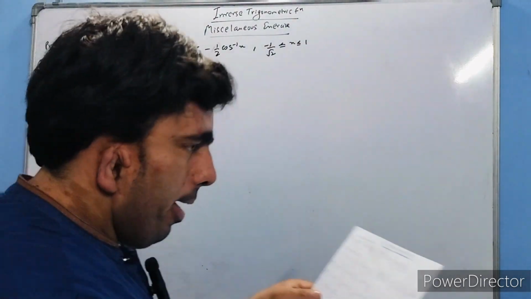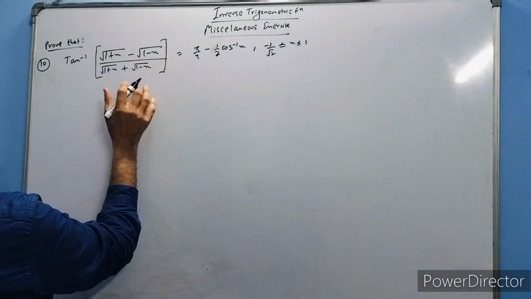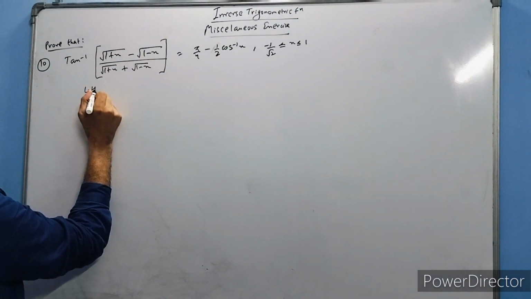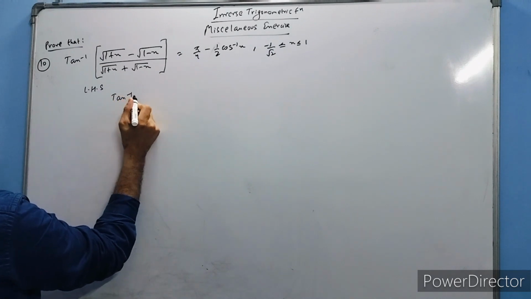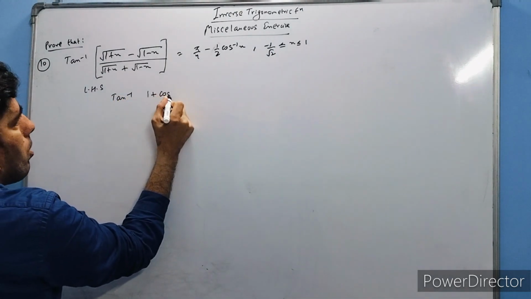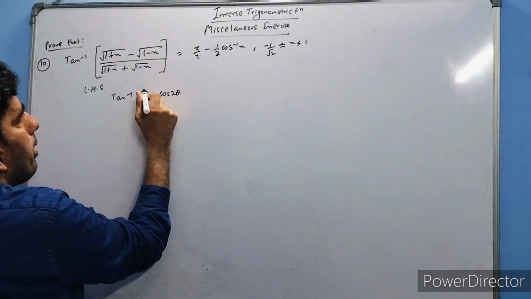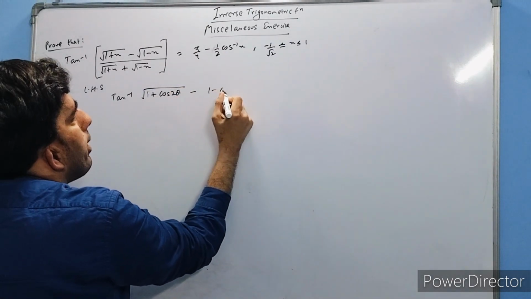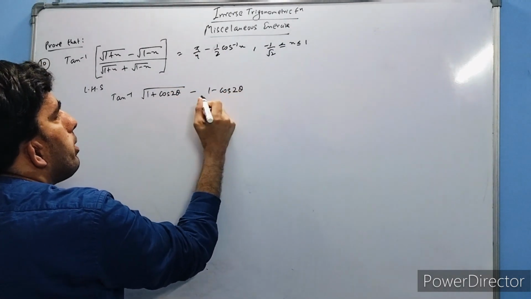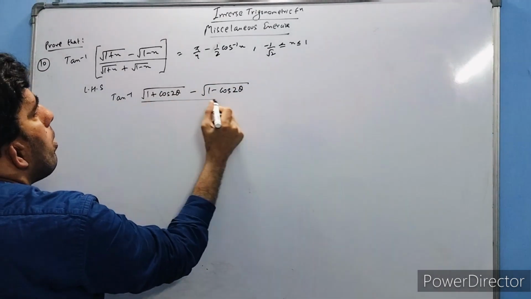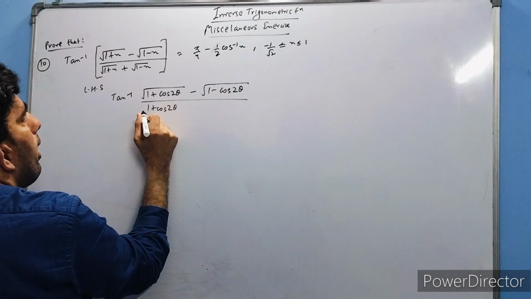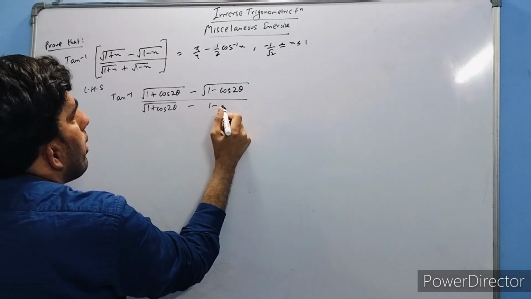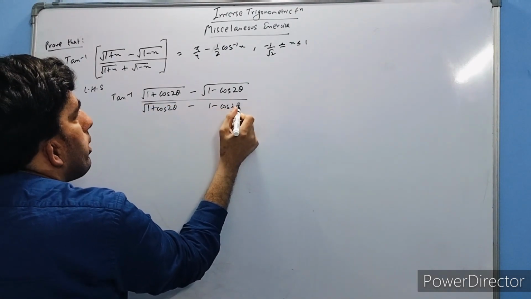Okay, let us try to put this. We take this LHS. Now put x is equal to cos 2 theta. So I will have root of 1 plus cos 2 theta minus root of 1 minus cos 2 theta upon root of 1 plus cos 2 theta plus root of 1 minus cos 2 theta.